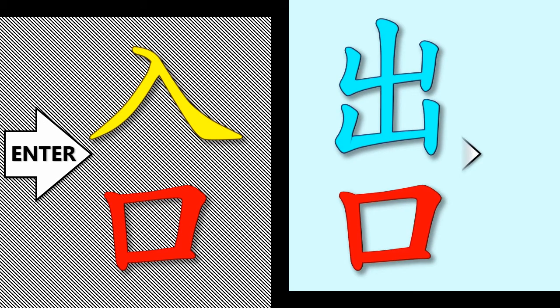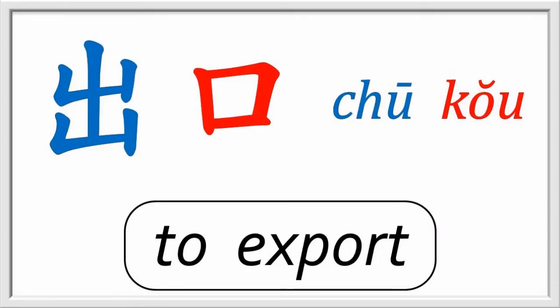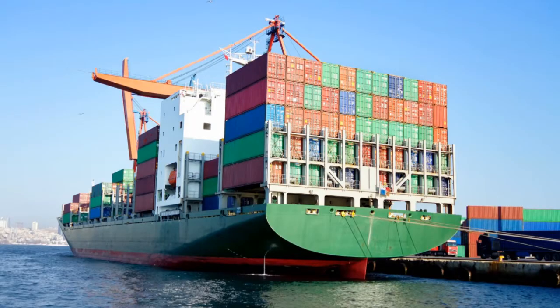Entrance is rukou. And exit or way out is chukou. Chukou can also mean to export, literally to send goods out the port, seaport or airport, that is.